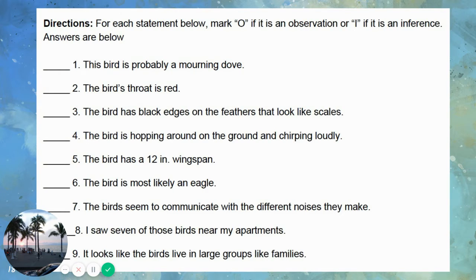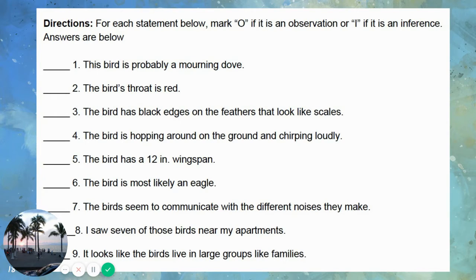So the first one: this bird is probably a mourning dove. And don't forget to do those pages. There's a page about mourning doves and a page about Inca doves. They look very similar, but they are different in some important ways to help you identify the difference. So if you were looking at a bird and you said, this bird is probably a mourning dove, is that something you can directly see or hear, or is that a connection you've made in your mind?